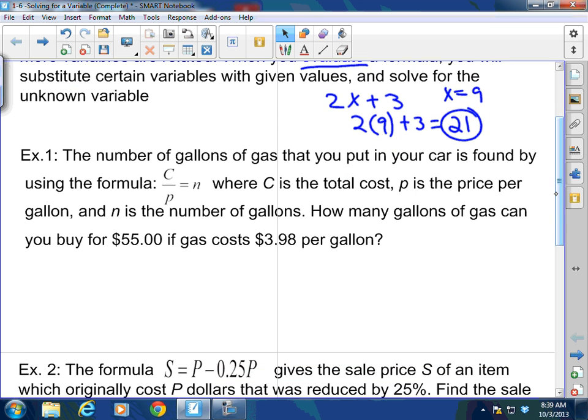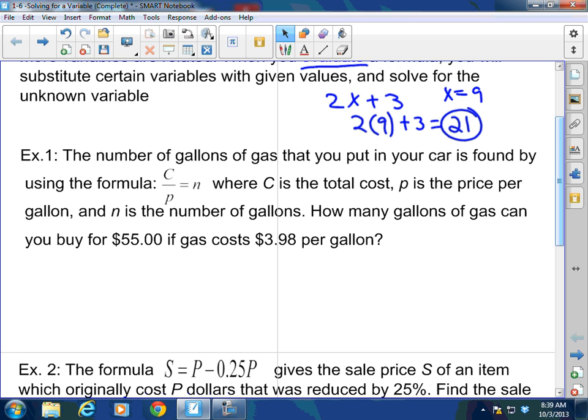For example, the number of gallons of gas that you put in your car is found by the formula C divided by P equals N, where capital C is the total cost, lowercase p is the price per gallon, and lowercase n is the number of gallons. How many gallons of gas can you buy for $55 if gas costs $3.98? Please, don't look at this as a difficult thing.